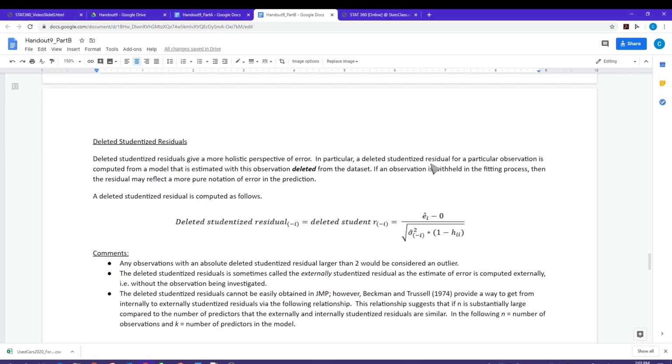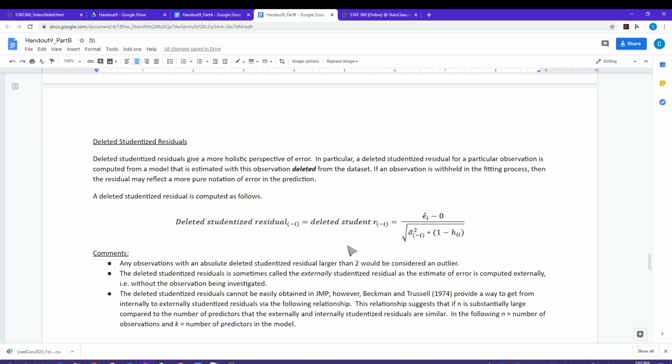So a deleted studentized residual for a particular observation is computed from a model that is estimated with the observation deleted from the data set. So if an observation is withheld from the fitting process, then the residual may reflect a more pure notion of error in the prediction. So anytime you see these parentheses minus i, that just indicates that that observation has been excluded when doing the model.